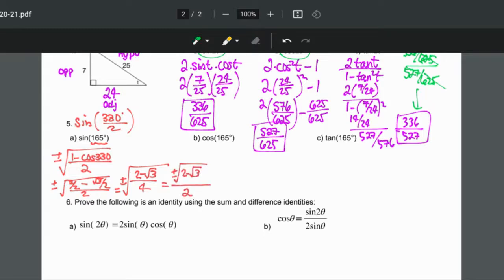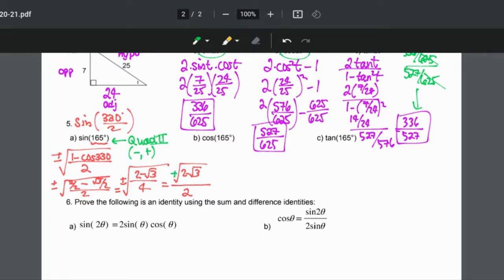So now we have to think about, is this going to be positive or negative? So let's think, where is 165 degrees? That's in quadrant 2. And in quadrant 2, we know that it's negative and then positive. And since this is sine, we'd be looking at the y coordinate. So this would be positive.